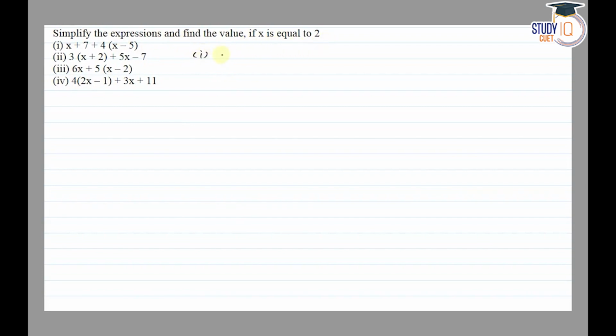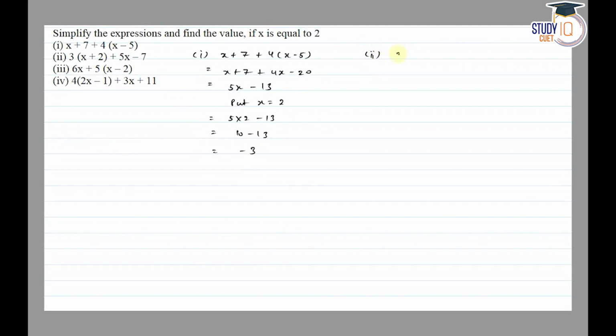So the first part is x plus 7 plus 4(x minus 5). So x plus 7, we will multiply the 4 inside, so 4x minus 20. x plus 4x will be 5x, and 7 minus 20 is minus 13. Put x equal to 2. So 5 into 2 minus 13 is equal to 10 minus 13, which is equal to minus 3.